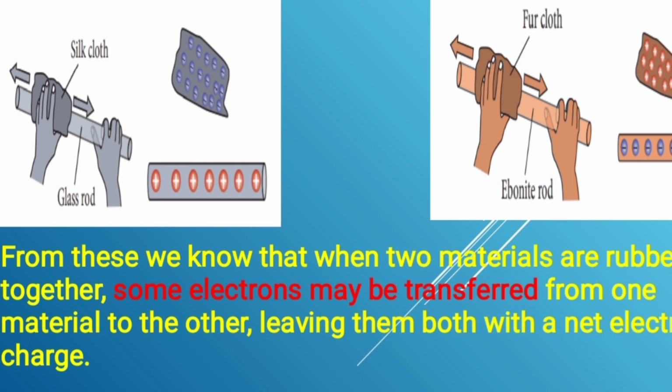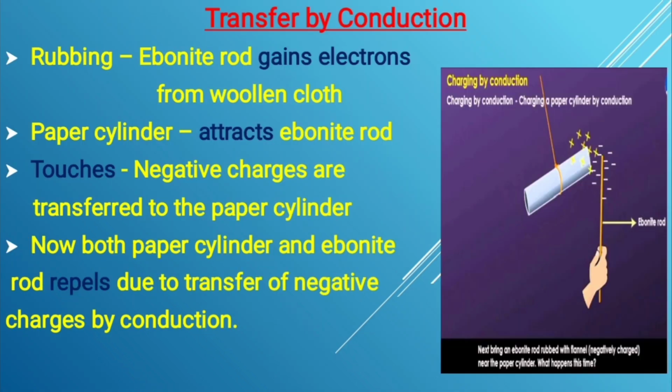After rubbing, the ebonite rod gains electrons and turns into a negatively charged material. From these pictures, we come to know that when two materials are rubbed together, some electrons may be transferred from one material to the other, leaving them both with a net electric charge. Next, we are going to see transfer by conduction.